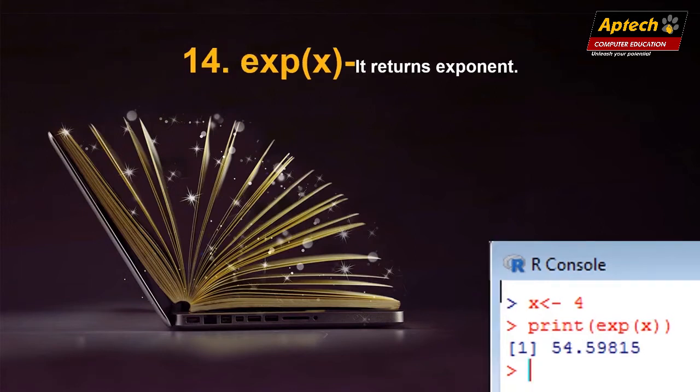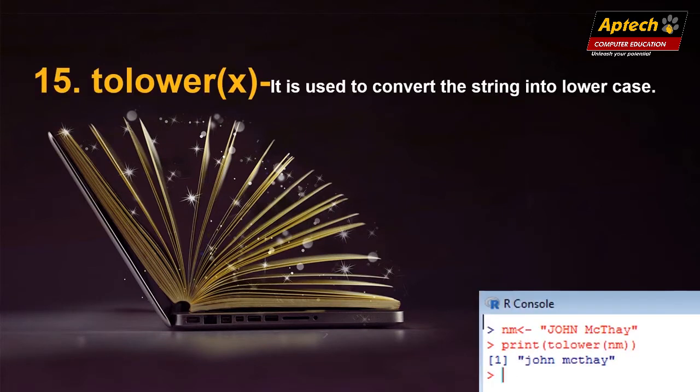The next function is the exp of x function. It returns the exponent. Here, the exponential of x, where the x value is 4, returns 4. This is the tolower function.